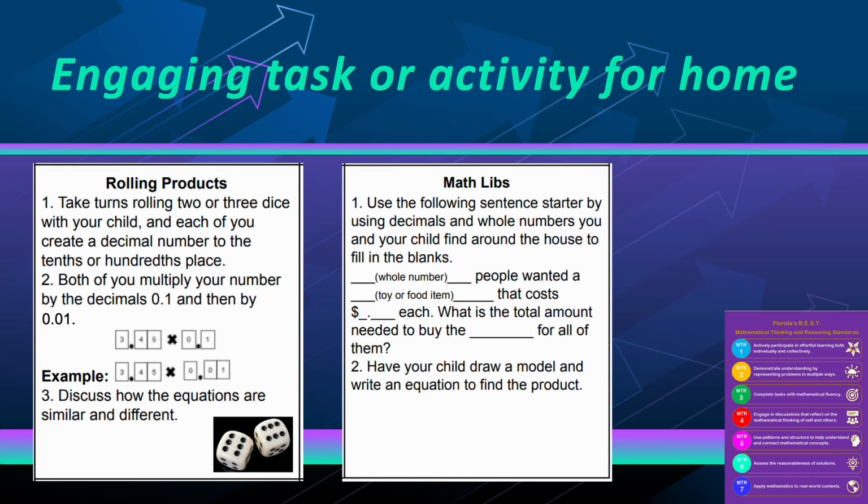We want students to continue their learning at home. These are 2 activities from the tic-tac-toe board on the STEMscopes parent letter. For the first activity, called Rolling Products, students are rolling dice with an adult at home to make a decimal number, then multiplying it by 1/10 or 1/100th. For the second activity, students are filling in a Math Mad Lib and using the information to work out a decimal multiplication problem. These both could show MTRs 1 and 7, since students are participating in effortful learning and connecting it to the real world.